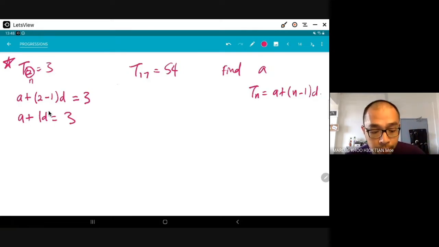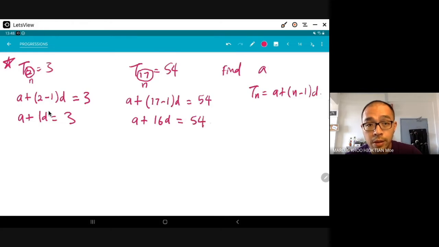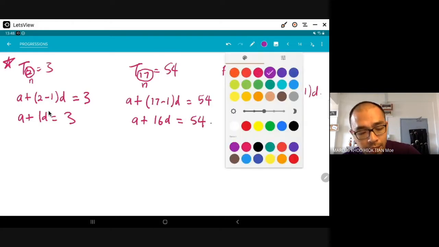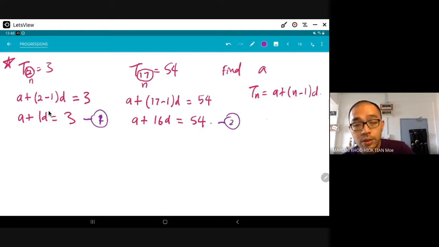Okay, then we do the same thing over here. This now, our N is 17. Okay, so what will we get? We will get A plus 17 minus 1 D equals to 54. Okay, and we will get A plus 16D equals to 54. Okay, and we find that bila kita ada two equations like this, we have to do simultaneous equations.